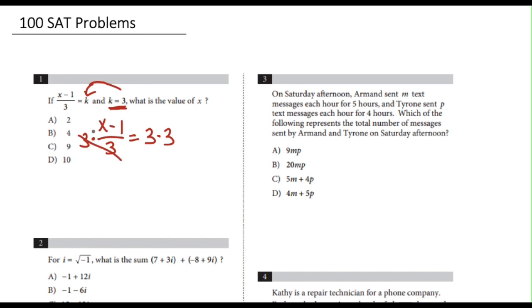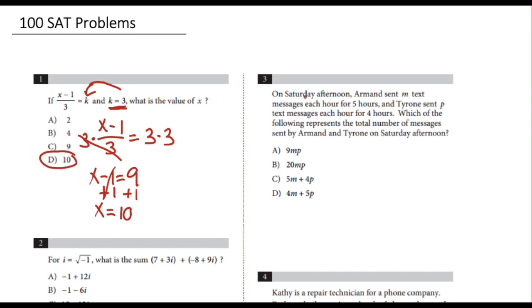On the left, the 3's cancel and we have x minus 1. On the right, 3 times 3 will be 9. The last step to get x by itself would be to add 1 on both sides, and we'll get that x equals 10, or answer choice D.